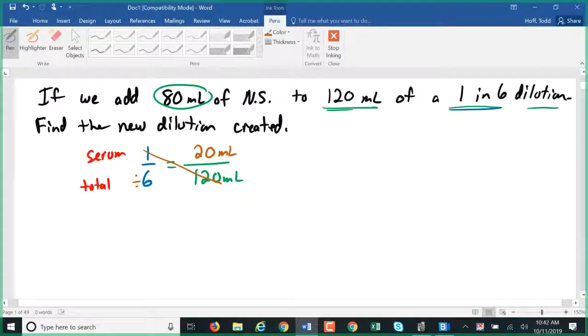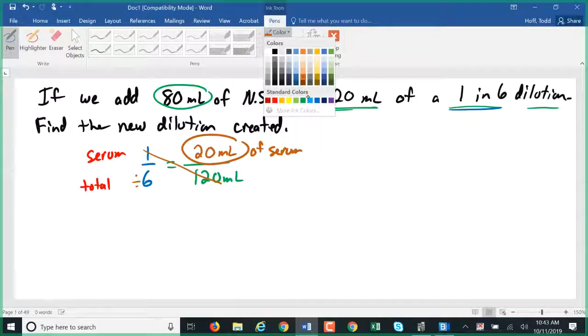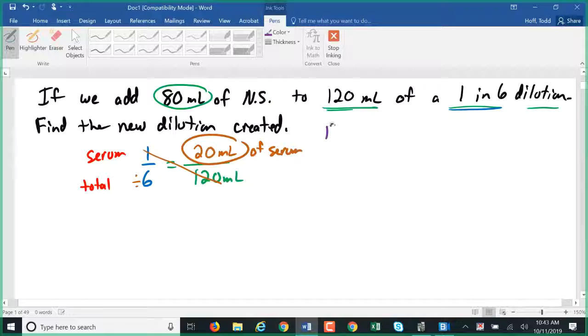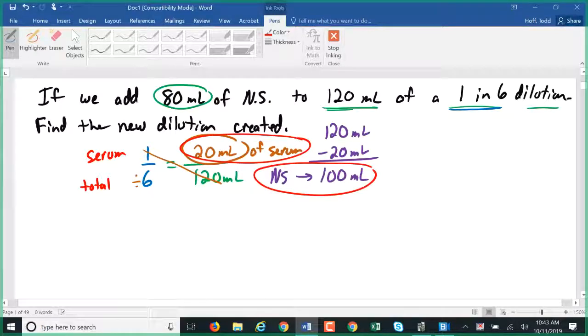20 milliliters. Is there anybody that has any questions on doing that cross multiplying and dividing to find that missing number? So we have 20 milliliters of serum. Now we could set up the ratio for saline to total if we wanted to, but to save time, we know that the amount of saline is just the total amount, 120 milliliters, minus the serum, 20 milliliters, giving us 100 milliliters of saline, NS. So we currently have 20 milliliters of serum, 100 milliliters of saline.